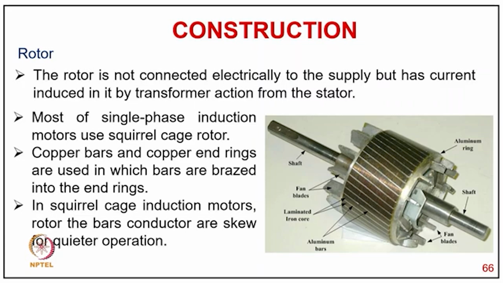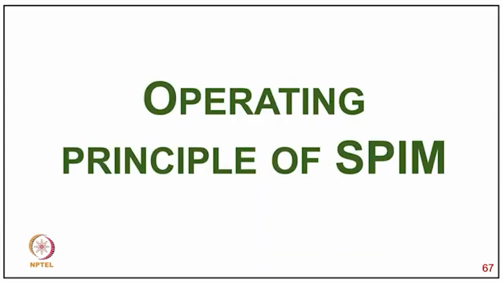The rotor is not connected electrically to the supply, but has a current induced in it by transformer action from the stator. And most of the single phase induction motors use squirrel cage rotor. The copper bars and copper end rings are used in which the bars are brazed into the end rings. And in a squirrel cage induction motor, the rotor bar conductors are skewed for quieter operation.